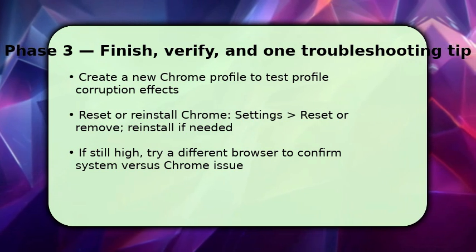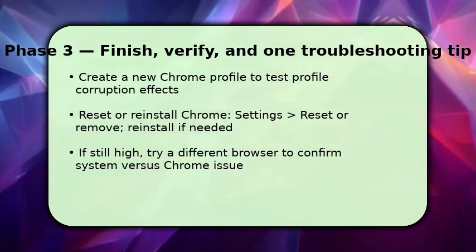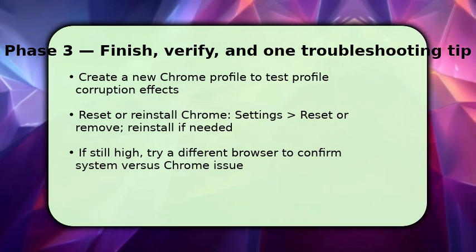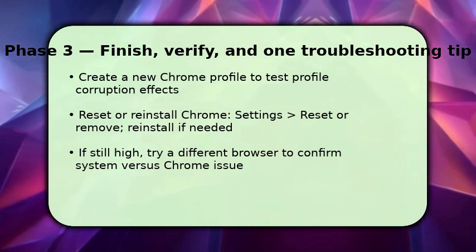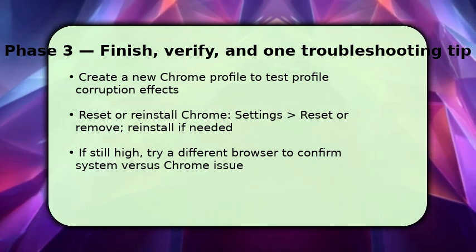This removes corrupted binaries or settings. After reinstall, add extensions back slowly. If problems persist, run a different browser to confirm whether the issue is Chrome-specific or system-level. Troubleshooting tip: if CPU stays high, boot into safe mode or check for system-level malware.